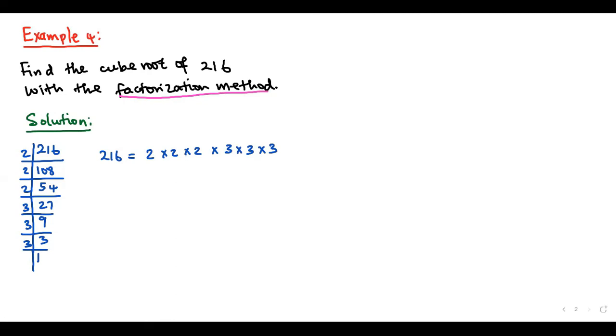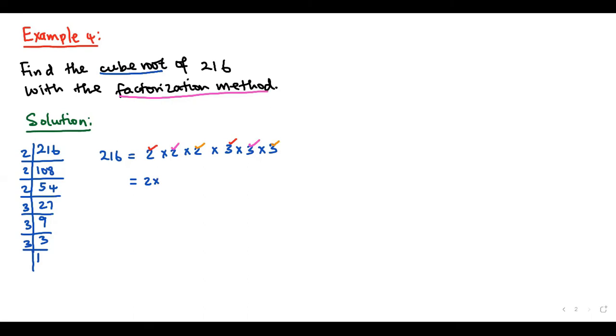Okay, now since we need to get the cube root, then we will make 3 equal groups. Remember, for square root, you get 2 equal groups, but for cube root, you have to get 3 equal groups. So this means that we can have these 2 and these 3. Then we can have these 2 and these 3. And then we can have these 2 and these 3.